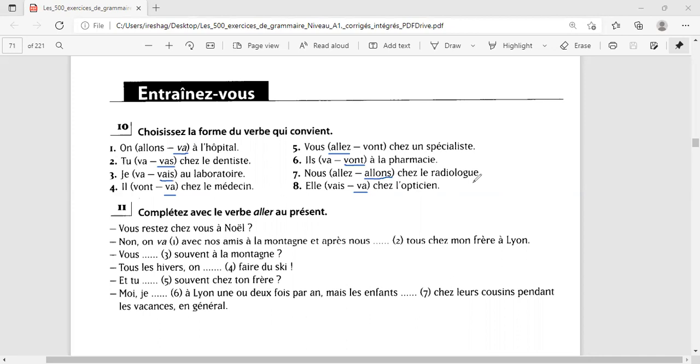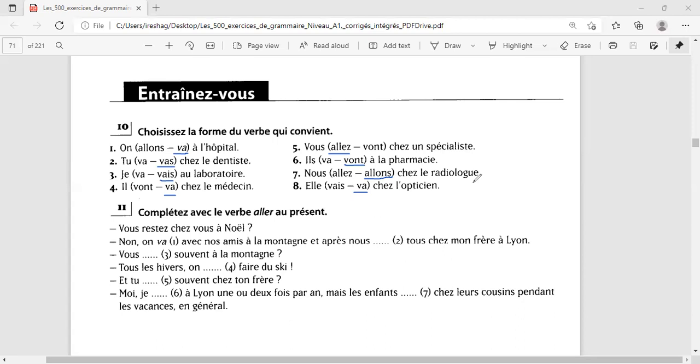Then you have: complétez avec le verbe aller au présent. Vous restez chez vous à Noël. You stay in your place for Christmas. No, on va avec nos amis à la montagne. No, we go with our friends to the mountain. La montagne means the hillside, the mountain area. Et après nous allons tous chez mon frère à Lyon. And after we all go to my brother's place in Lyon. Lyon is a city in France.